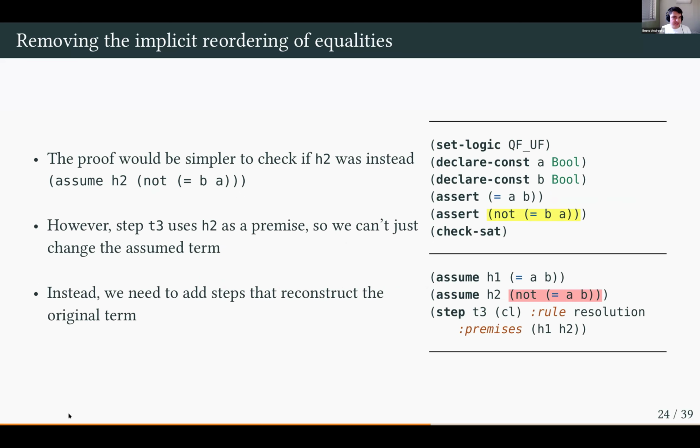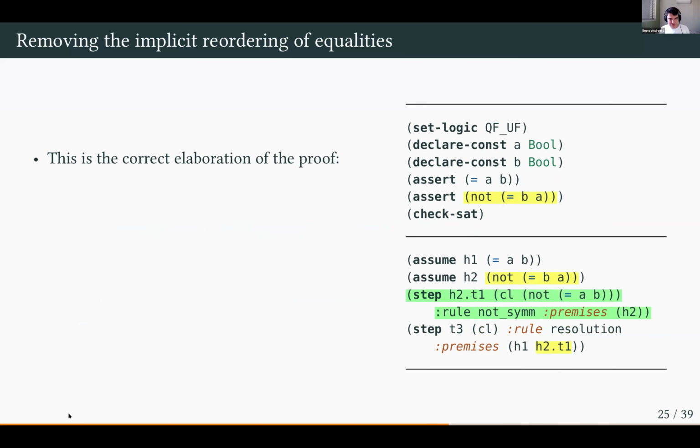However, we can't just change the term of the assume because the following step, T3, uses that assume as a premise. So if you just change the term, it's going to break the resolution. So instead, we also have to add some intermediate steps that, from the quote-unquote fixed term, reconstruct the original term, so that every step further down in the proof that uses that is still going to work. So this is the correct way to elaborate that proof.